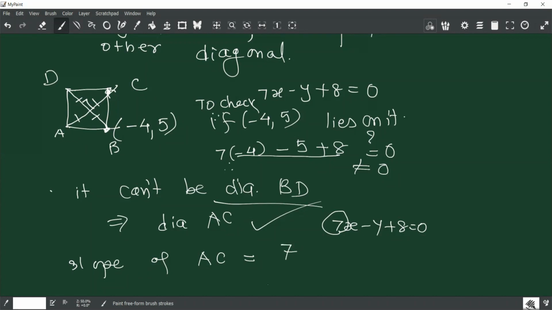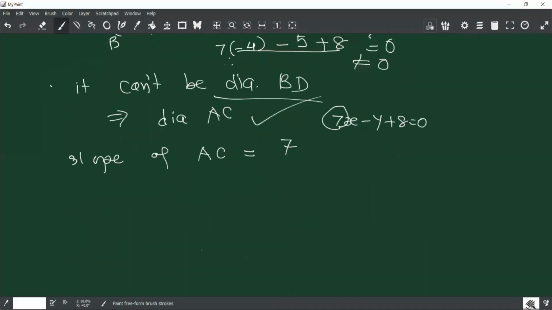How is my BD? बोलो BD. BD is perpendicular to AC. So slope BD आएगा मेरा -1/7. Negative reciprocal. Correct? Are you getting it? तो अभी slope point form निकालो. It is passing through -4,5.